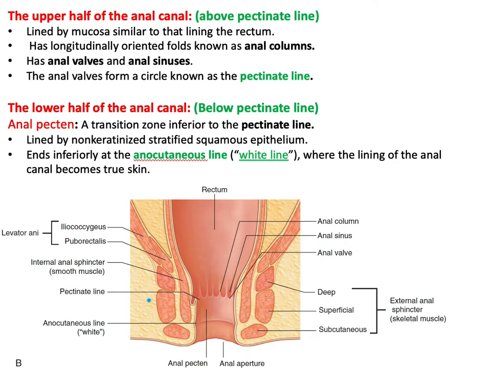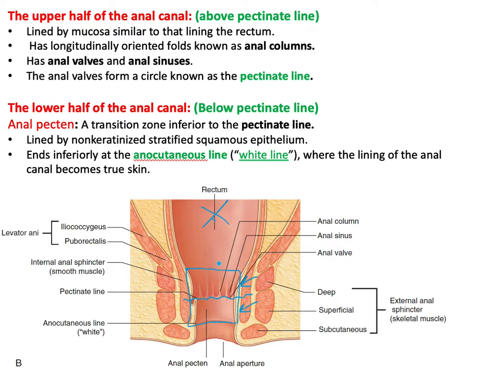Okay, now back again to the anal canal. In this figure you are looking at a coronal section. You remove the anterior part of the rectum and look at it in a frontal view. So again, this is the rectum and this is the anal canal. Guys, you can draw the anal canal like this. We can divide it into two halves, the upper half and the lower half. Why did we divide it into two halves?